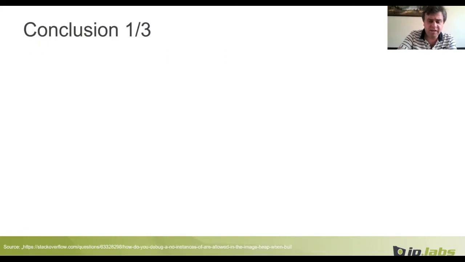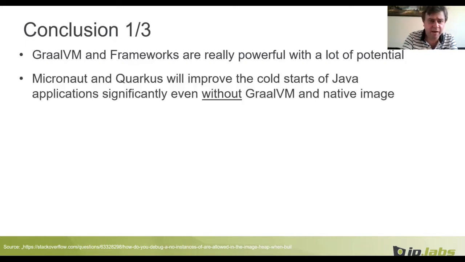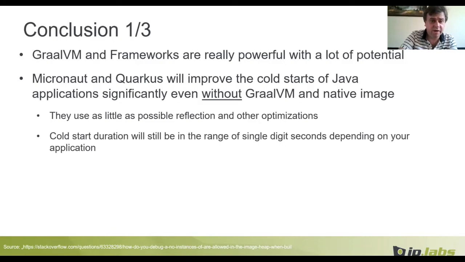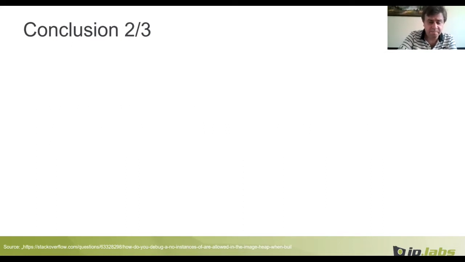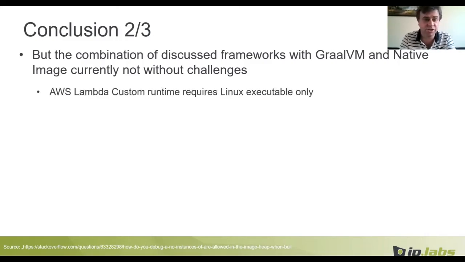And my personal experience was that GraalVM and frameworks are really powerful and have a lot of potential. Even if you use Micronaut and Quarkus currently without native image, it will improve your cold start significantly compared to Spring Boot in each case, because they use as little reflection as possible. So you will have single-digit cold start in the worst case. But if you use this in conjunction with GraalVM and native image, it has its challenges, its heavy challenges.